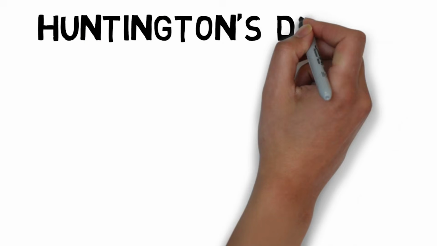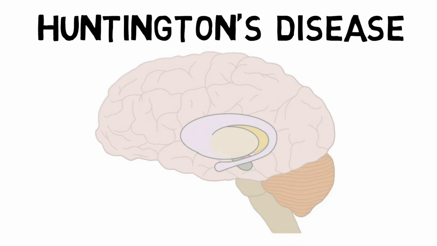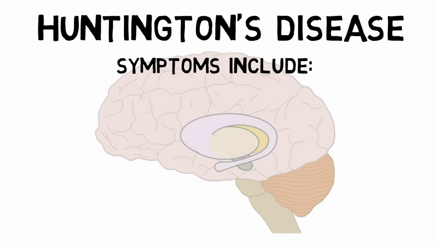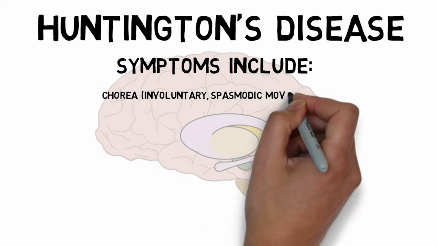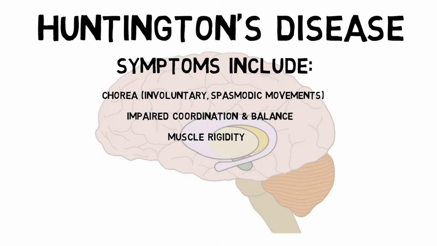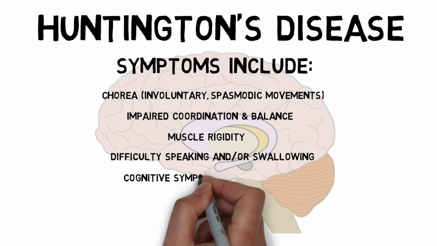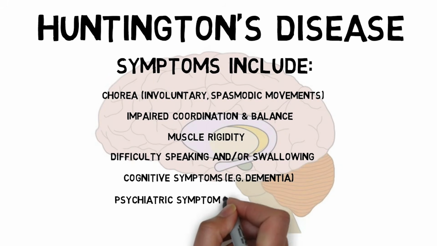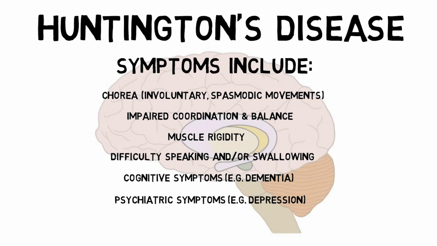The symptoms of Huntington's disease typically emerge during middle age, and at first often involve subtle changes in personality, cognition, and movement. Eventually, the symptoms progress into substantial movement problems, like chorea, which involves uncontrolled spasmodic movements, impaired coordination and balance, muscle rigidity, and difficulty speaking and/or swallowing. Cognitive and psychiatric symptoms like dementia and depression occur as well. The disease is incurable and fatal.